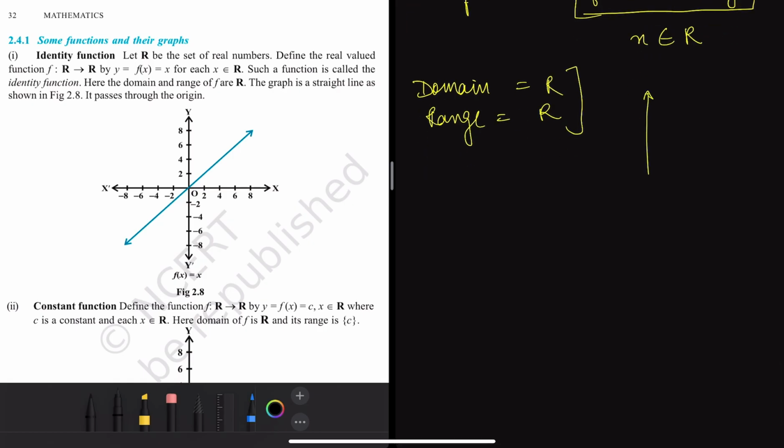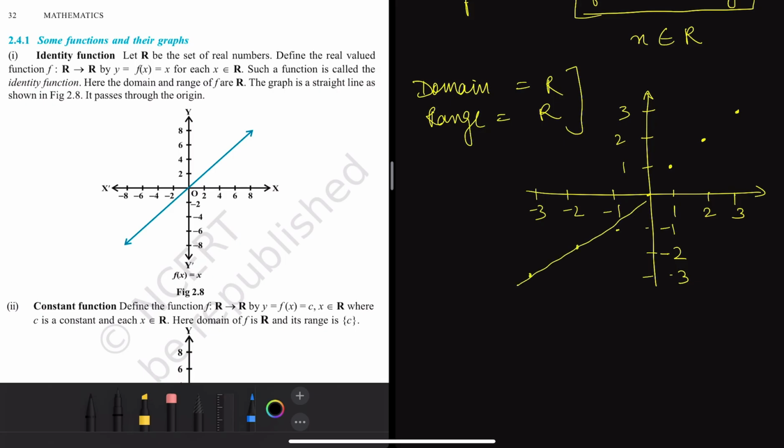So how will you draw this? Let's say this is 1, this is 2, this is 3, then 1, 2, 3, minus 1, minus 2, minus 3, minus 1, minus 2, minus 3. So if x is 1, y is also going to be 1. If x is 2, y is also going to be 2. If x is 3, y is also going to be 3. Similarly, 1 or minus 1, 2 or minus 2, 3 and minus 3.